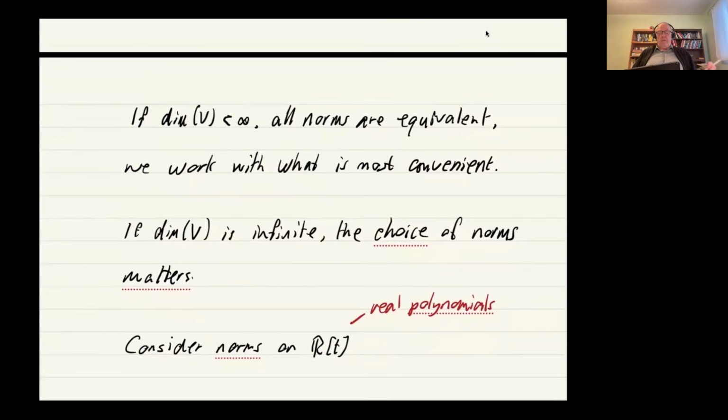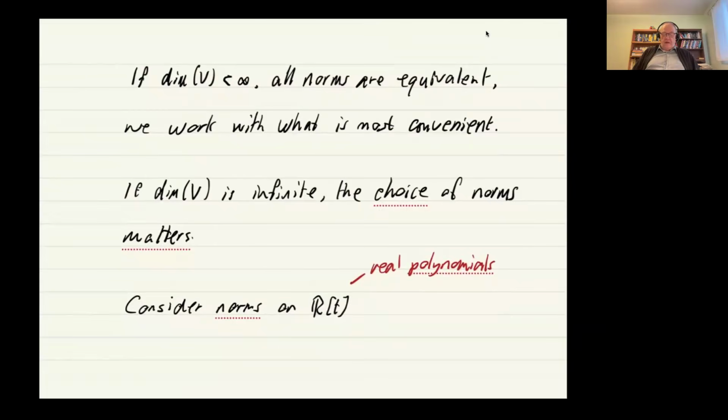As I said, if the dimension of V is finite, all norms are equivalent. If it's infinite, the choice of norm matters. It matters a great deal. And to give some idea of this, if you consider the vector space of real polynomials, there are a number of different norms you can define on this.